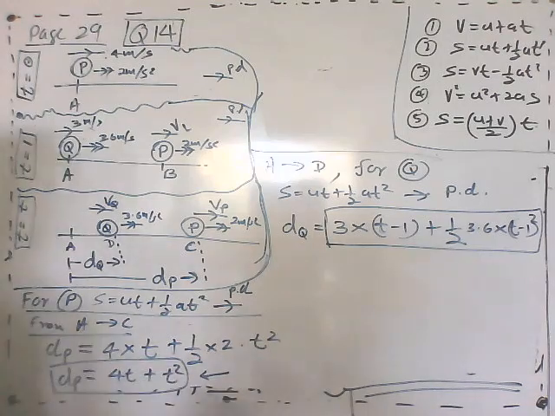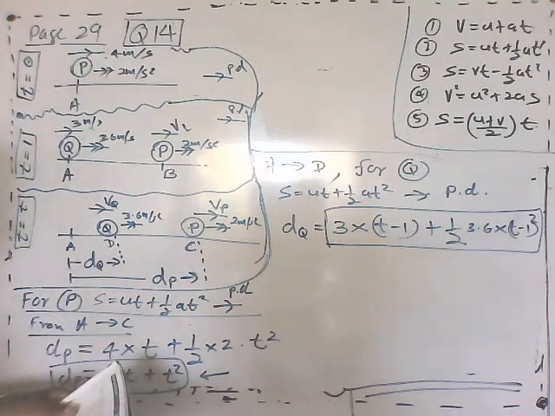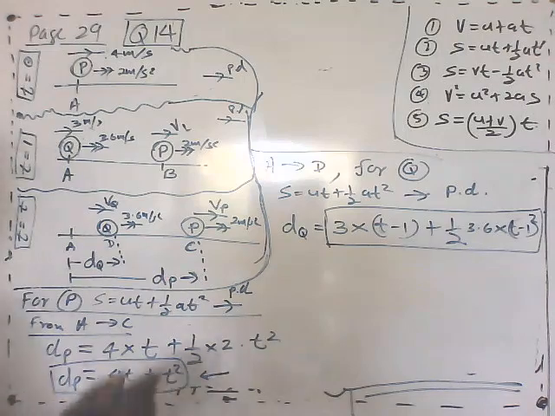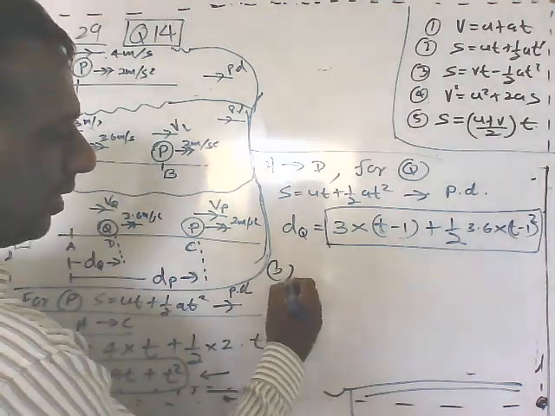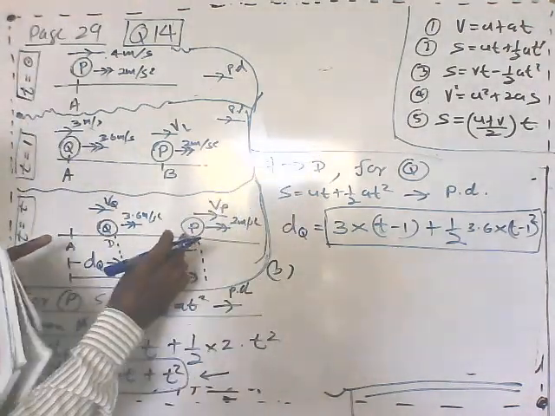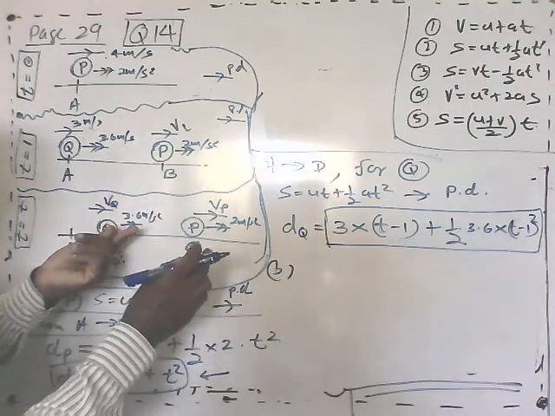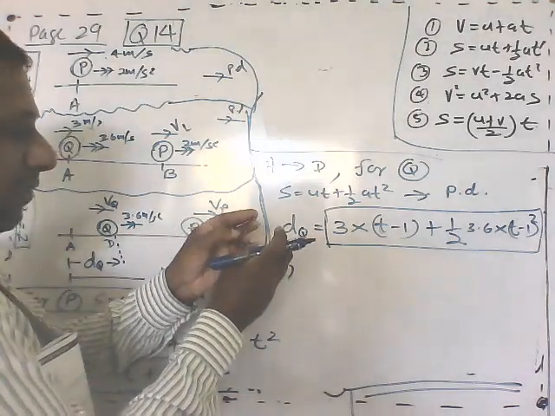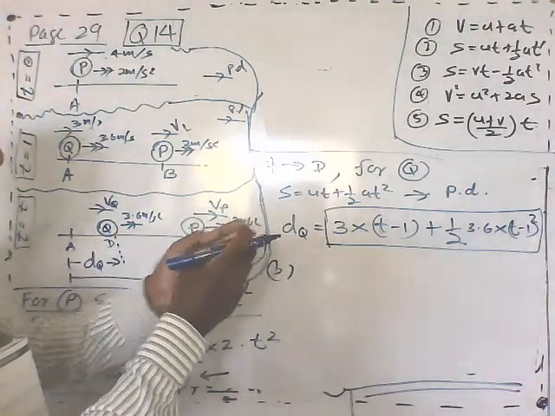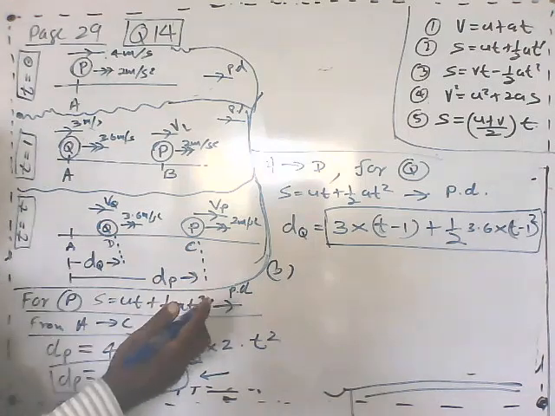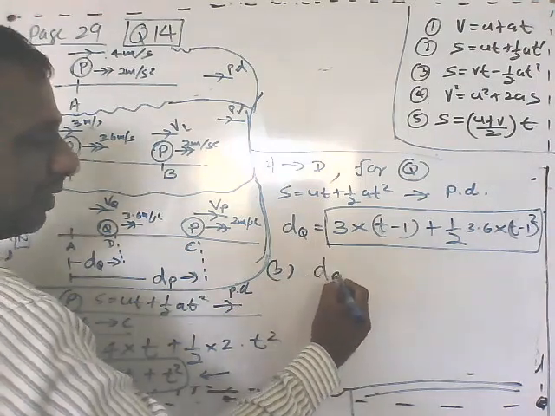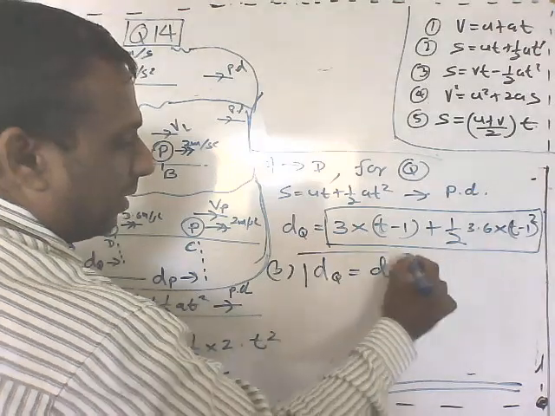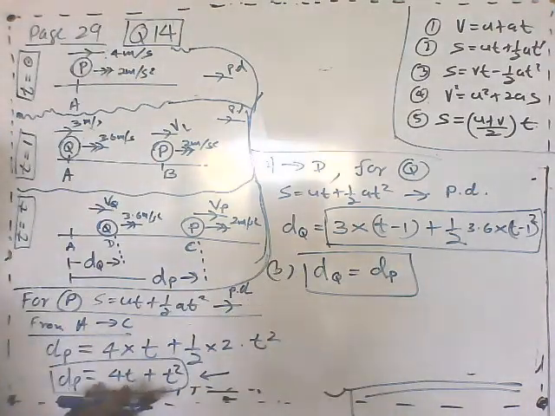So that part A is right. Part B: find the value of t where the particles meet. How do we approach part B? When these two fellows meet, because of his high acceleration he is reducing the gap, and there will be a place where they meet. At that point, both displacements are going to be equal. So for part B, what you should do is dQ is equal to dP.